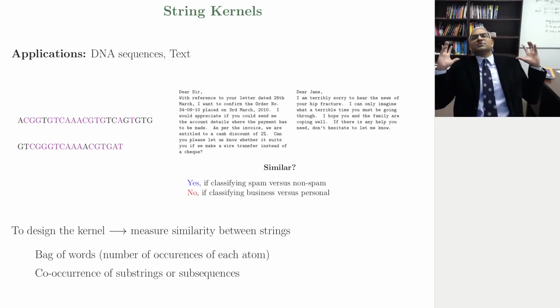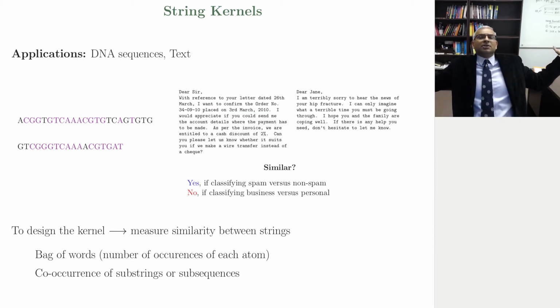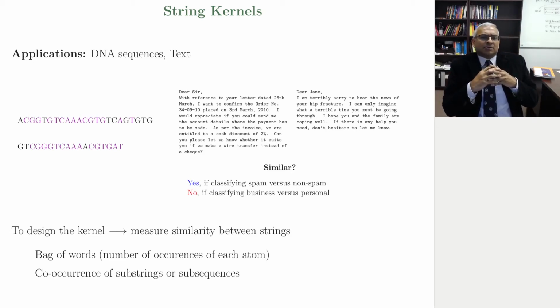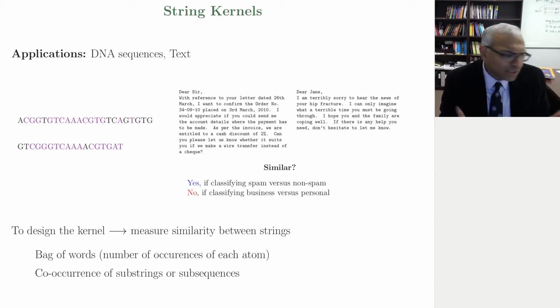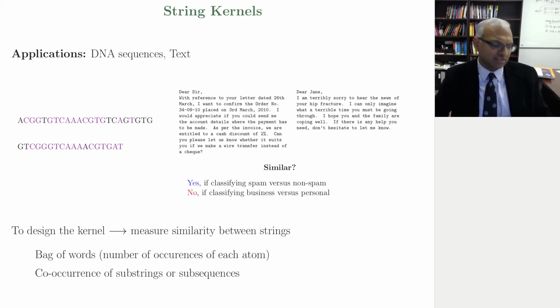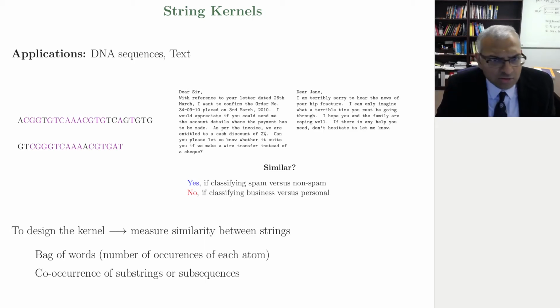So, string kernels. If your domain of interest is strings, we're going to look at kernels in all these various domains just to show you that with very little difficulty, almost effortlessly, we can apply the support vector machine technology to any domain: strings, graphs, images, etc. So let's say your application domain is strings, and let me give you some examples. DNA sequences, text. Here I have a sequence and another sequence, and maybe we're trying to classify whether these sequences represent proteins that do the same thing.